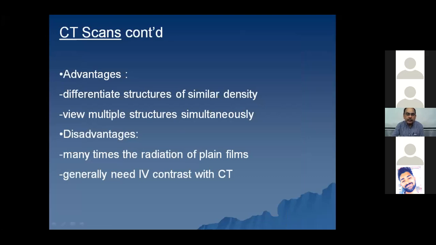The main advantage is that you can differentiate one organ from the other simultaneously, and the major disadvantage is the amount of radiation that is going into the patient at the time of the scan, which is usually quite high, multiple times as compared to the plain X-rays.